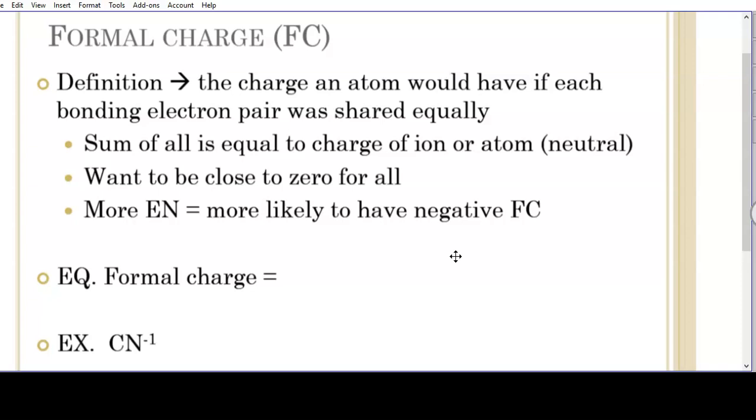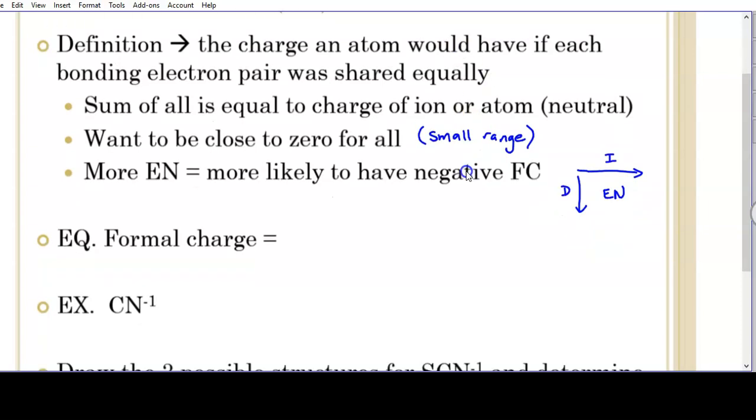The sum of all the formal charges for something is always equal to either the charge of the ion or an atom. Okay, and if it's an atom, it would be completely neutral. You want them to be fairly close to 0, so you want to have a small range between your numbers. Okay, and then if needed, the more electronegative atom is more likely to have the negative formal charge. So just for review, electronegativity increases across and decreases down.